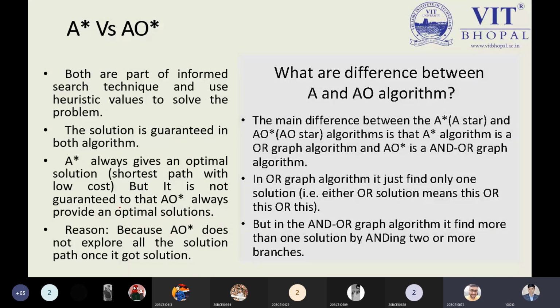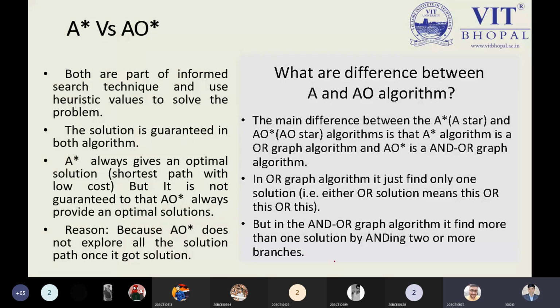Either you can choose A to B E or A to C B. You can't choose both. That is the reason. But in the AO star algorithm, we have the right to choose the AND or OR graph. In an OR graph algorithm, you find only one solution, either this or this. But in an AND-OR graph algorithm, we find more than one solution. Please keep that in mind.